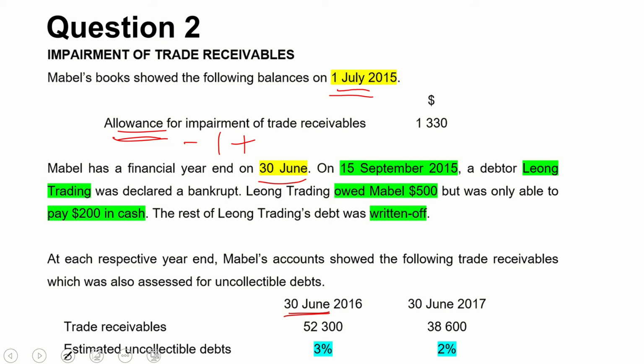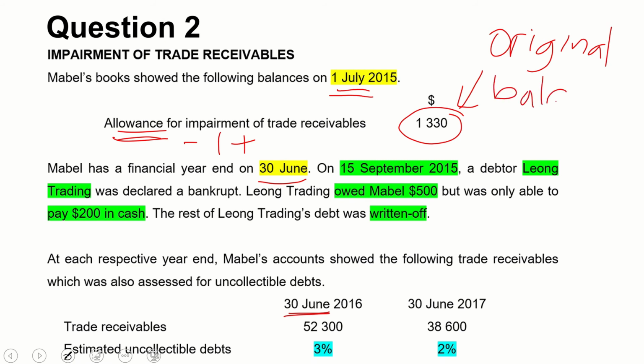Now on the first day of the year, we see that there is an amount of 1330. This is the original balance of the allowance. That means from the very first day, there was $1,330 sitting inside the allowance account. Next piece of information that we have is all those highlighted in green. It tells you what is written off.